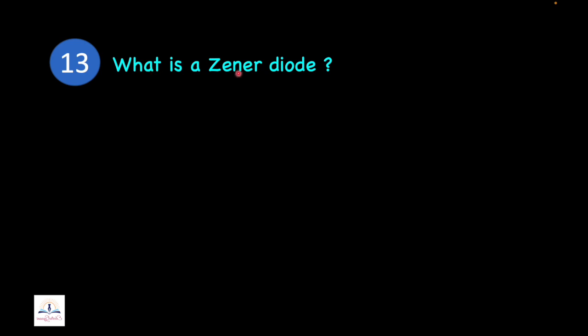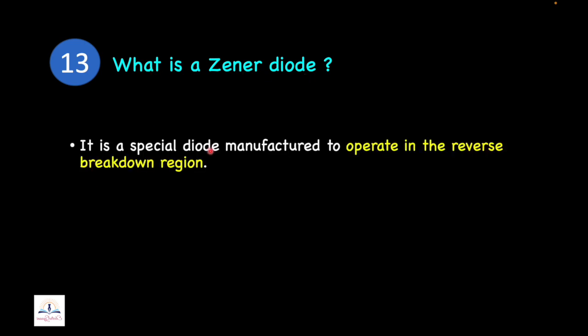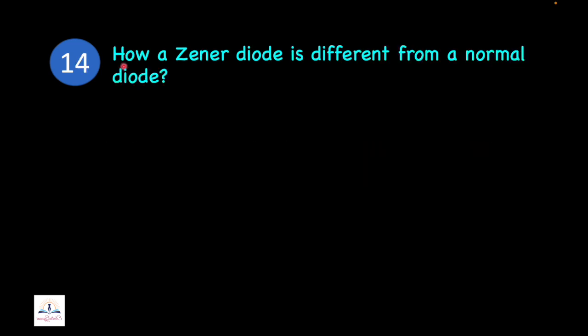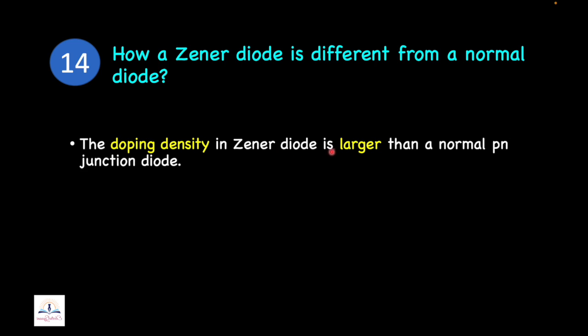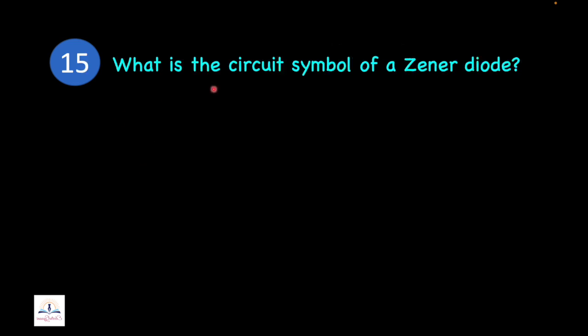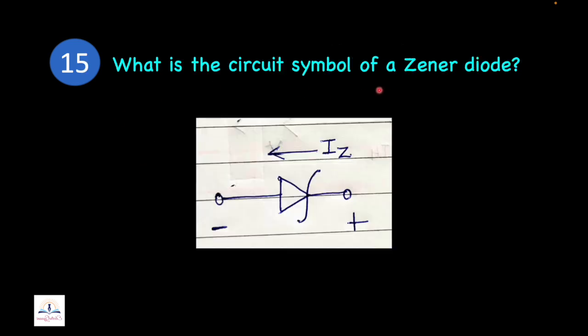Question 13. What is a Zener diode? It is a special diode manufactured to operate in the reverse breakdown region. Now, how is a Zener diode different from a normal diode? The doping density in a Zener diode is larger than in a normal PN junction diode. Because of this, it works properly in the breakdown region. What is the circuit symbol of a Zener diode? This one is the circuit symbol. Here you can see a triangle and an S-shaped curve.